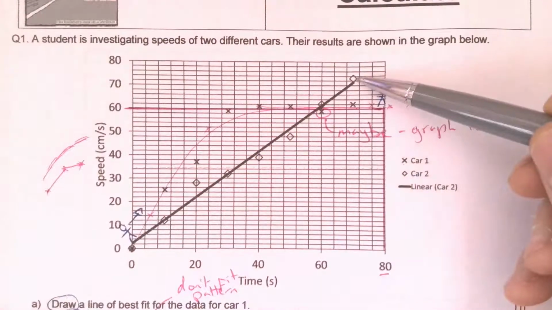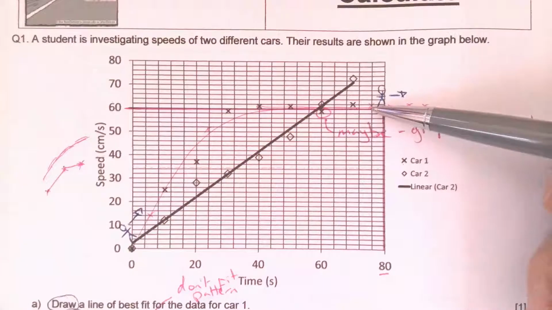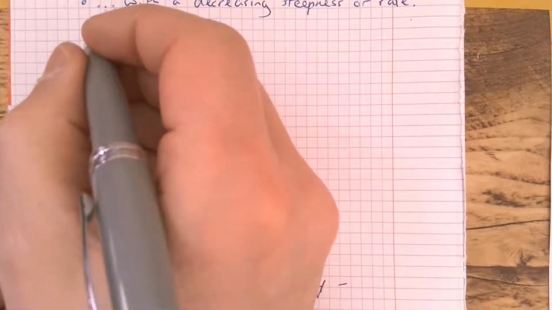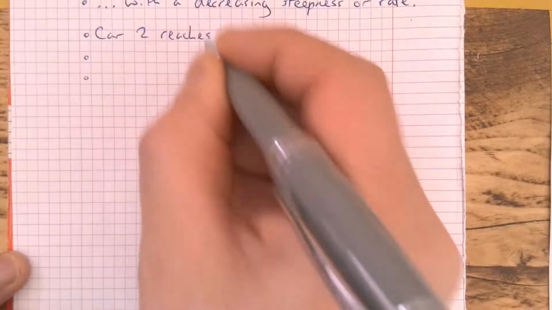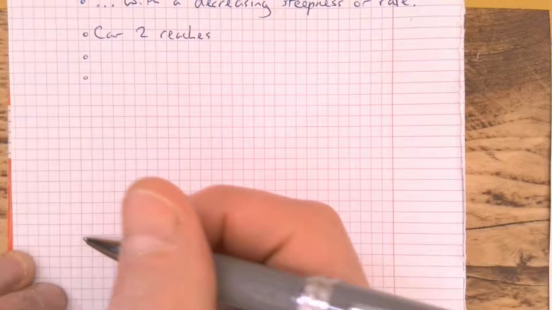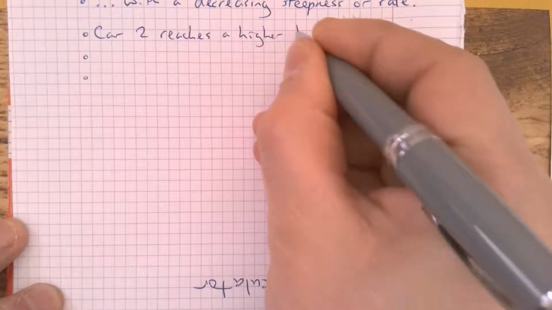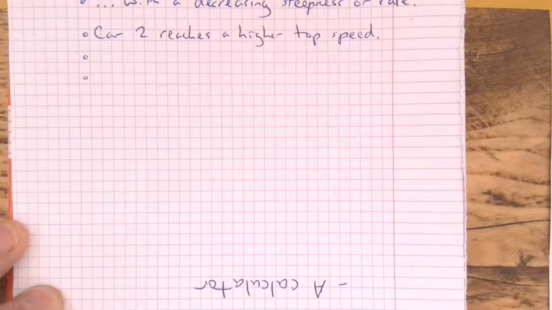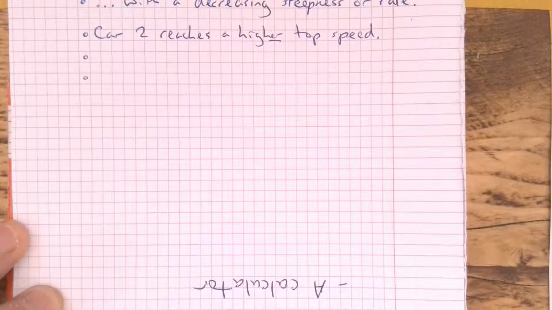Car 1 reaches a speed of about 72 centimeters a second, whereas car 1 is slower. So car 2 reaches, it doesn't say to use the graph, so I don't need to put any data in if I don't want to. Car 2 reaches a higher top speed. Just check, is that a comparative sentence or not? Yes, it is, because I've used higher, so that tells me it must be faster than car 1.